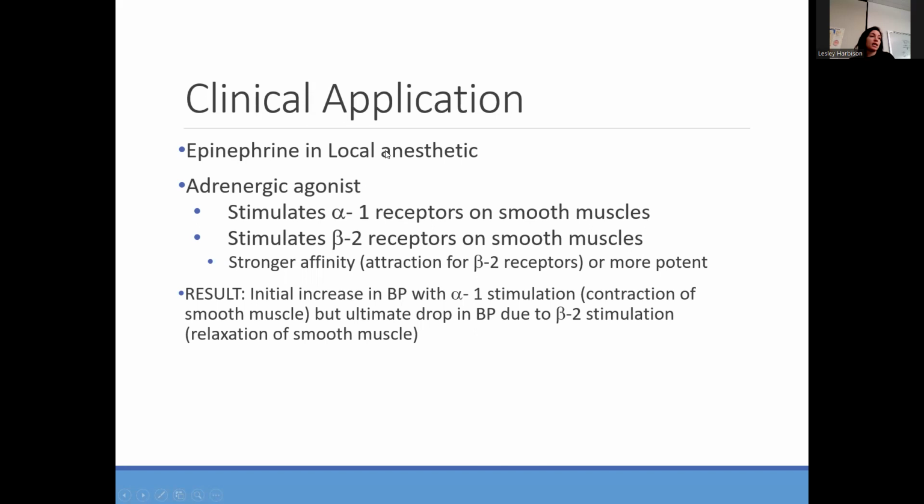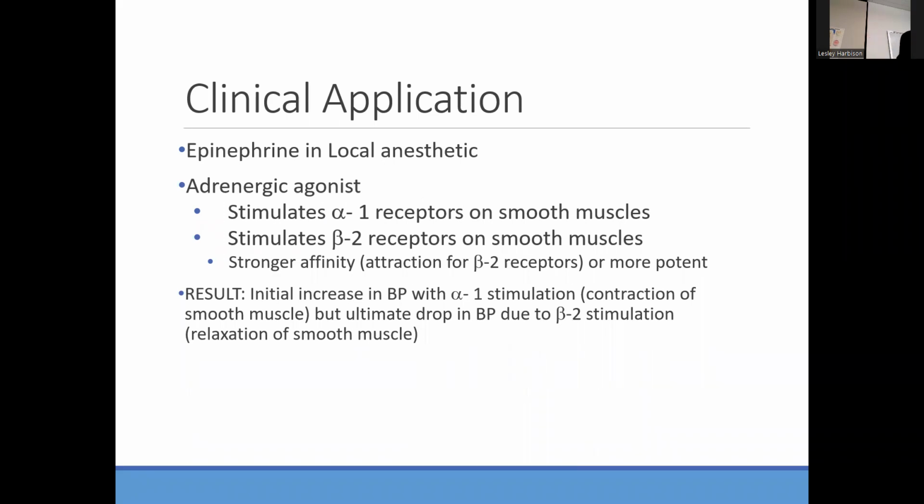Epinephrine in local anesthetic. Local anesthetic by itself, adrenergic agonists. Epinephrine is added to local anesthetic because it is an adrenergic agonist. It stimulates alpha-1, which is on the smooth muscles, and it stimulates beta-2 receptors on smooth muscles, with a much stronger affinity for beta-2. So it acts more potently on beta-2 receptors than on alpha-1.